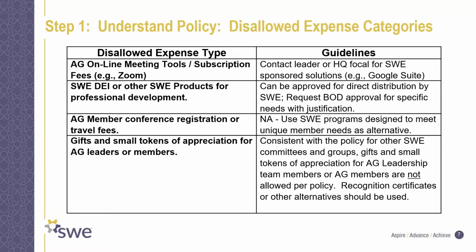Consistent with the policy for other SWE groups, gifts and small tokens of appreciation for AG leadership or AG members are not allowed per policy. Recognition certificates or other alternatives should be used. Funds also cannot be used for AG member conference registration and travel fees. There are SWE programs designed to meet unique member needs.